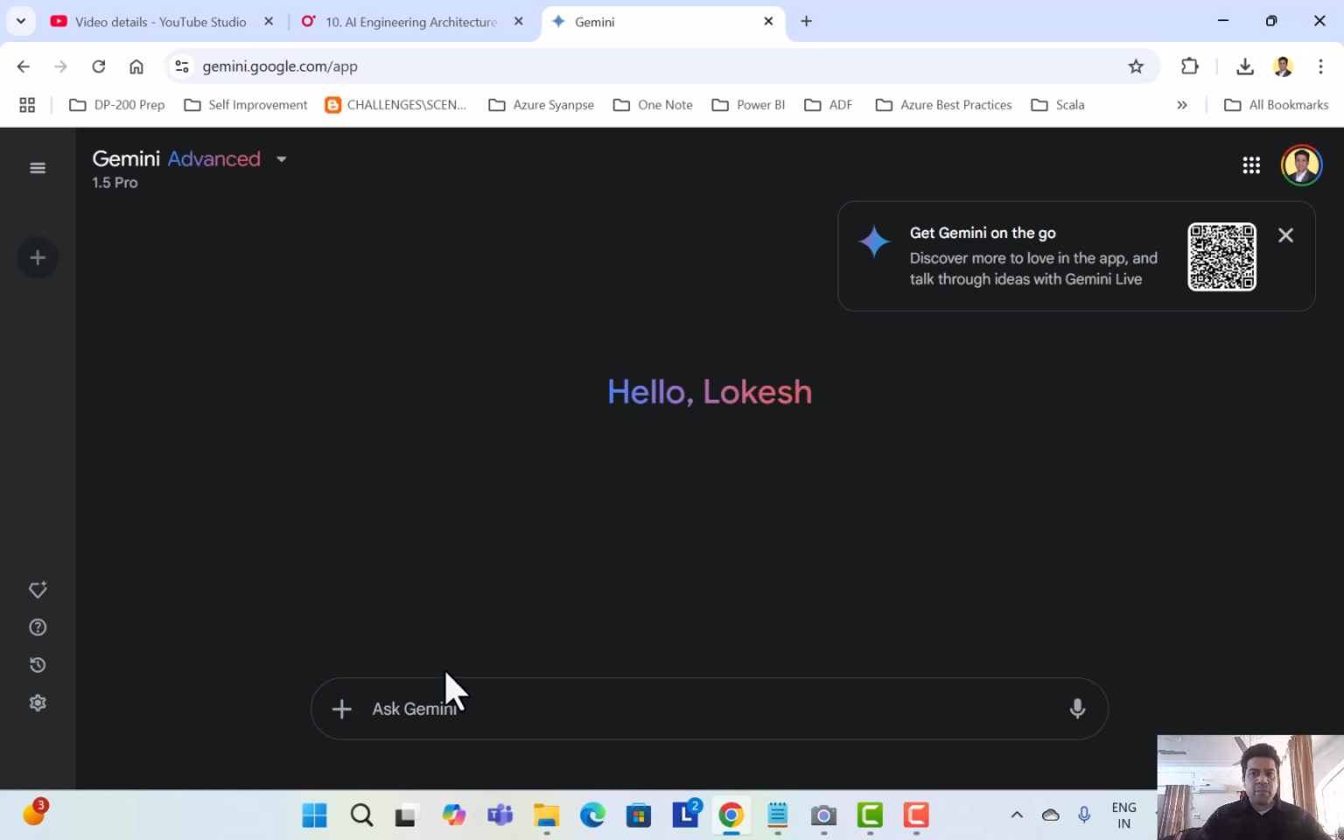So let me just ask the question: is the author talking about the input text limit in the below paragraph?